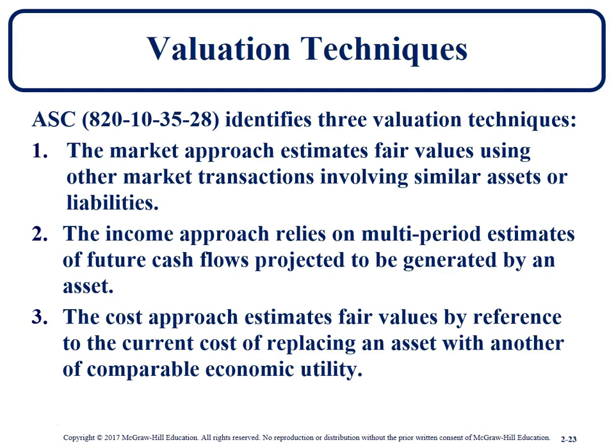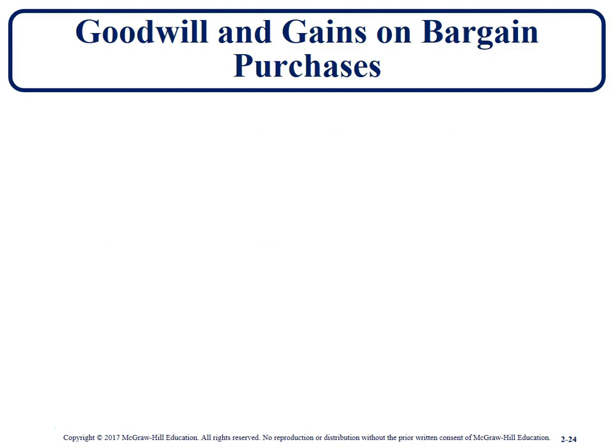Another approach, the income approach, is to use future cash flows projected to be generated by an asset. So you could determine that and use that as your fair value of the asset. And the third one is the cost approach, which estimates fair values by looking at the current replacement cost of an asset with another of comparable utility. So if you bought a used machine, you wouldn't compare it to a new machine. You would compare the value of the used machine to what you would pay for a like used machine in the marketplace.